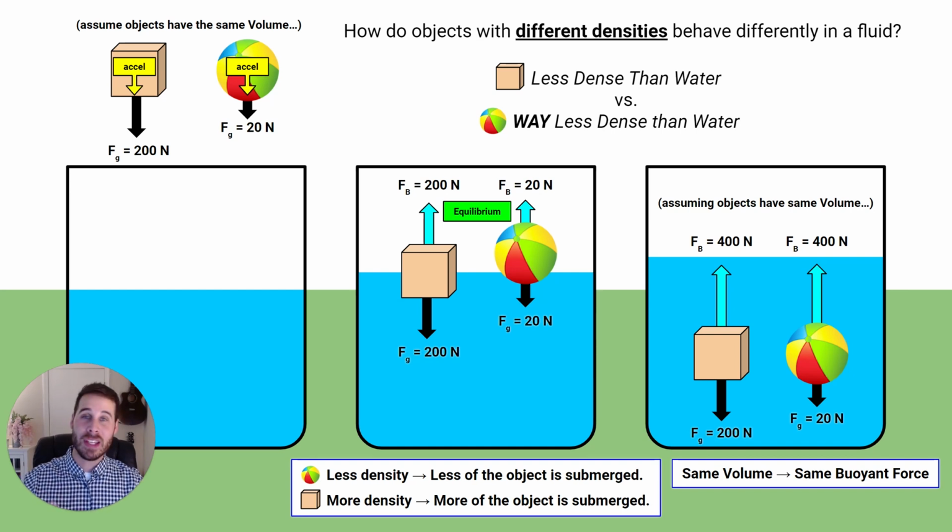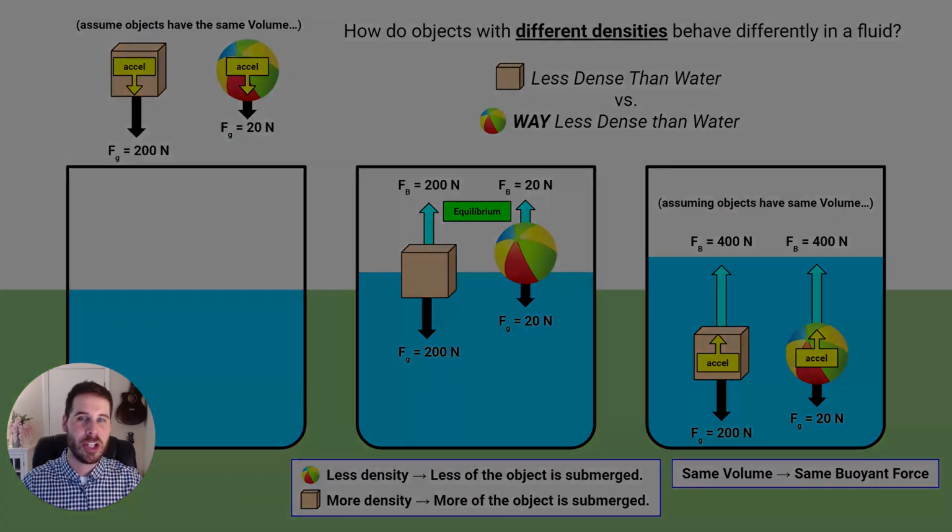So if we know that both of these have an upward force of 400 newtons because they're fully submerged, and if we know that their gravity forces are less than the 400 newtons, we know that there's going to be a net force directed upwards, so the objects will both accelerate upwards. So let's take this example of comparing two different objects with different densities, and let's change it up a little bit.